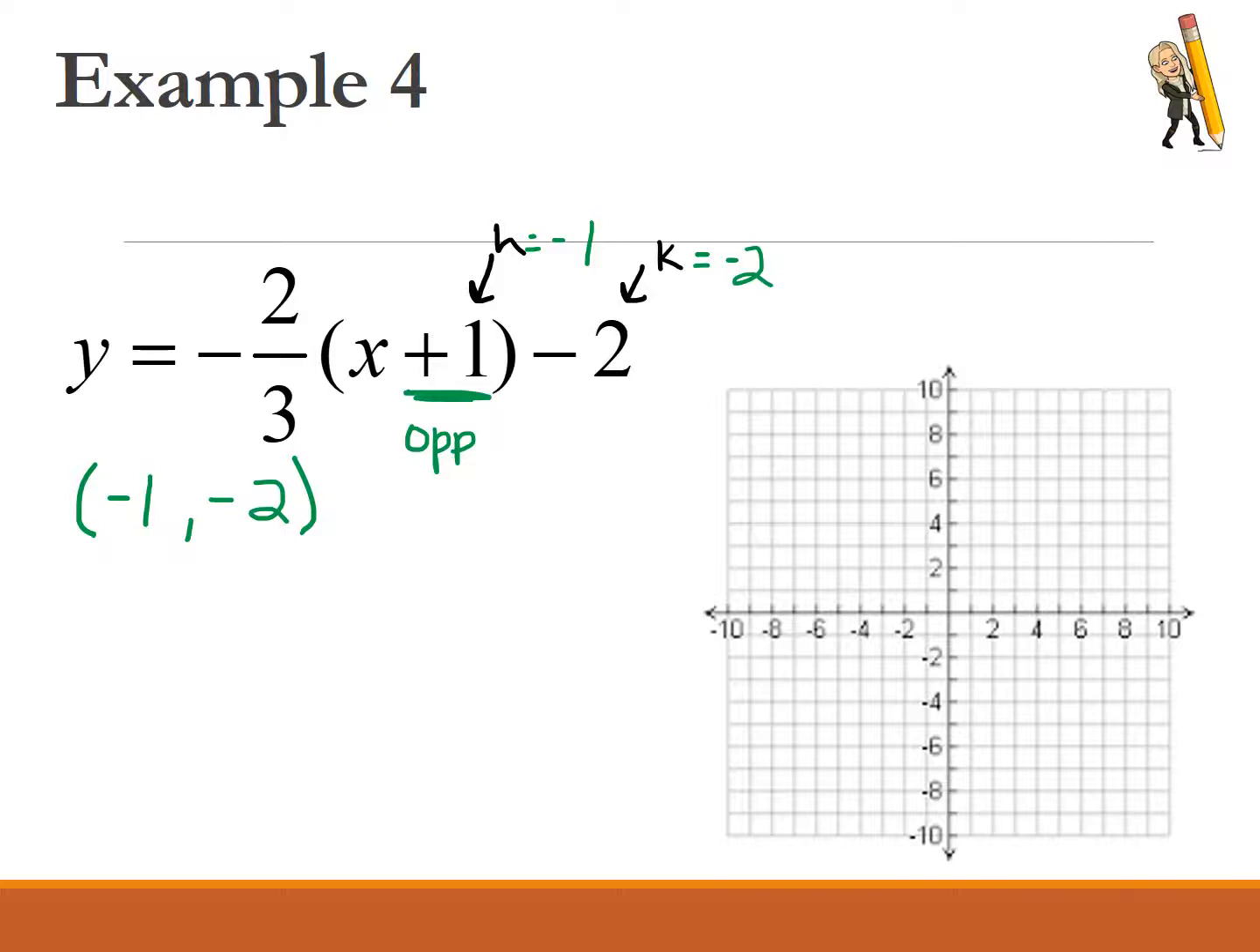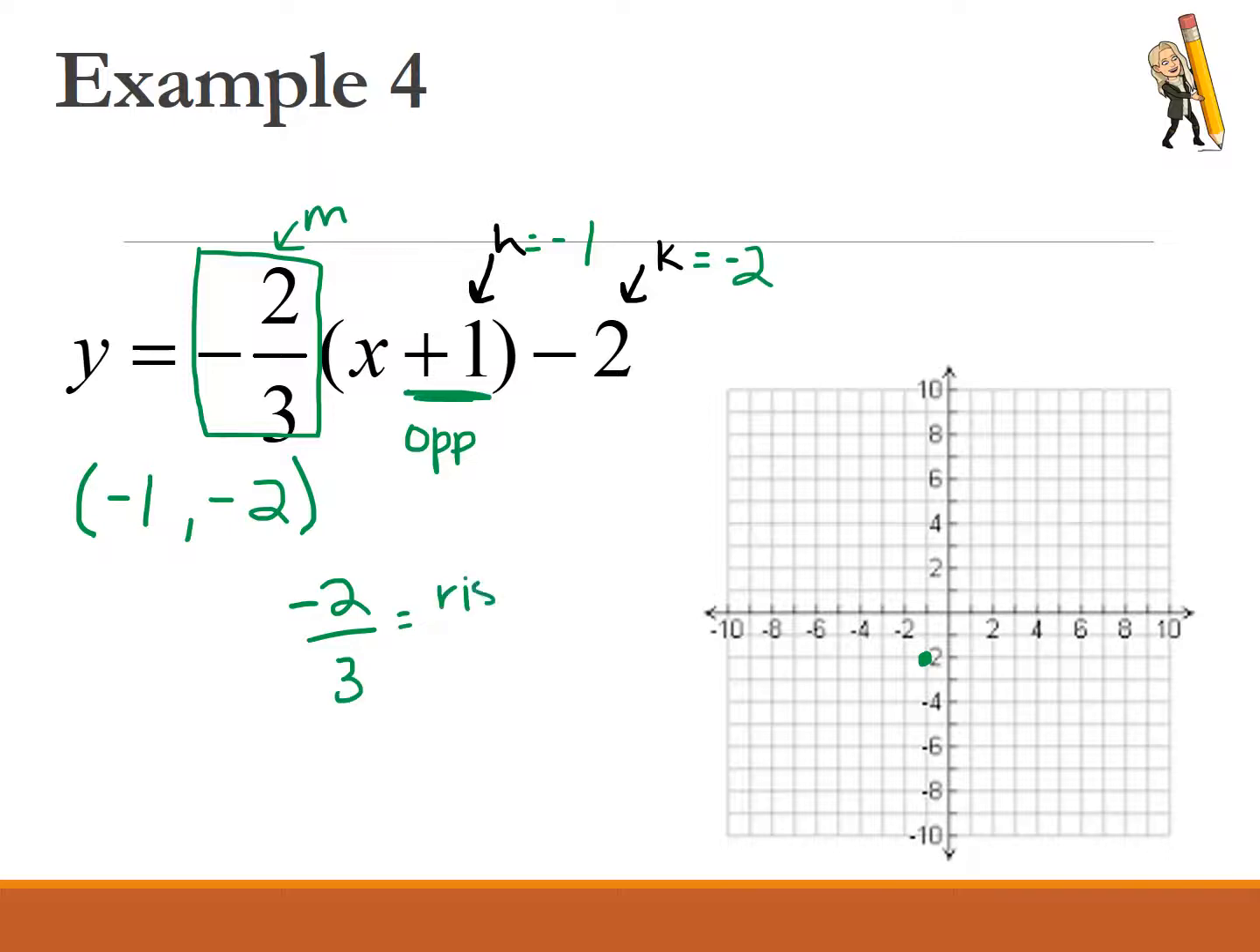So I'm going to go over to my graph. I'm going to go left 1, and I'm going to go down 2. And I'm going to plot that very first point. Okay, the next step then is to use my slope, which is that m value that's out front, and plot a second point. So my slope now is negative 2 over 3.